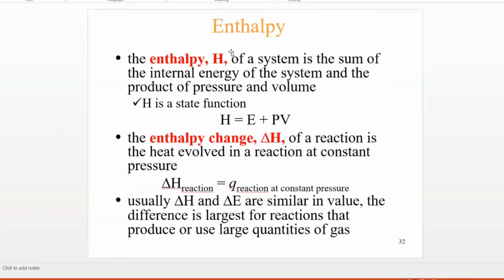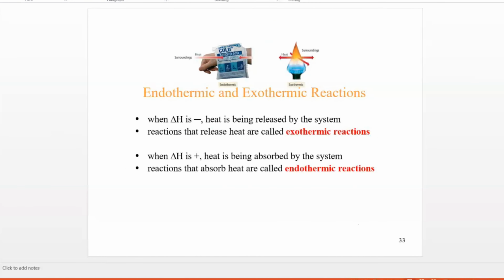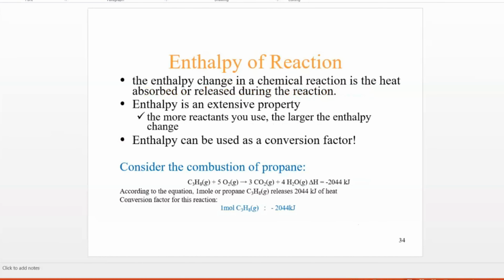So this enthalpy is the heat of a system, and it's the internal energy plus the PV. This is another definition that may not be given to you on an exam. So this is the enthalpy. And then we have the enthalpy change, which, if we have a constant pressure, delta H equals the Q, meaning the heat of the reaction at a constant pressure. We know about endo and exothermic.